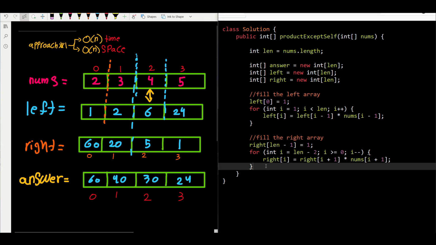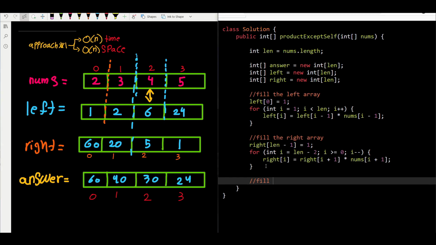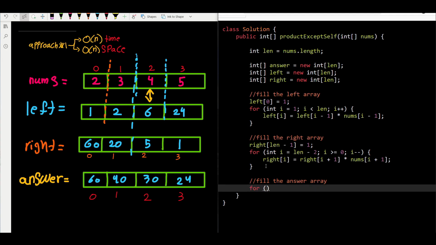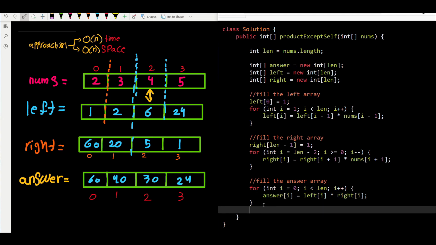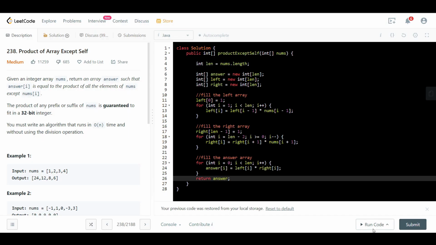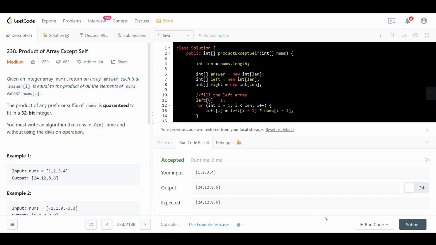So we need a for loop for that, and we can say, hey, now we need to fill out the answer array, right? So we can say for int I equal to 0, okay, and I is less than length, I plus plus, and we can say that, hey, the answer at index I is equal to the left at index I times the right at index I. At the end, just return this answer array, so return answer. Okay, so let's run the code and let's submit.